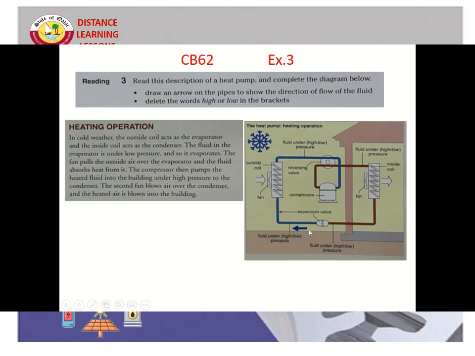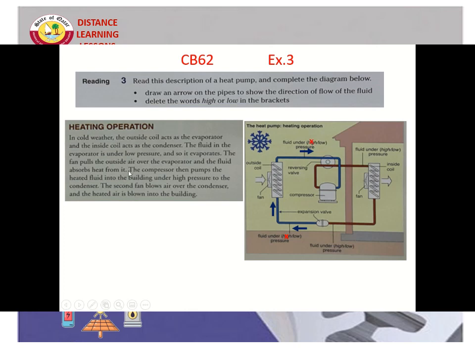Now let's come back here. This fluid is under low pressure, so we're going to delete the word high to keep the low pressure. And so it evaporates. So the arrow keeps going this way and keeps going, and here it is still in the evaporator, so the fluid is still under low pressure, so we're going to delete the high pressure.